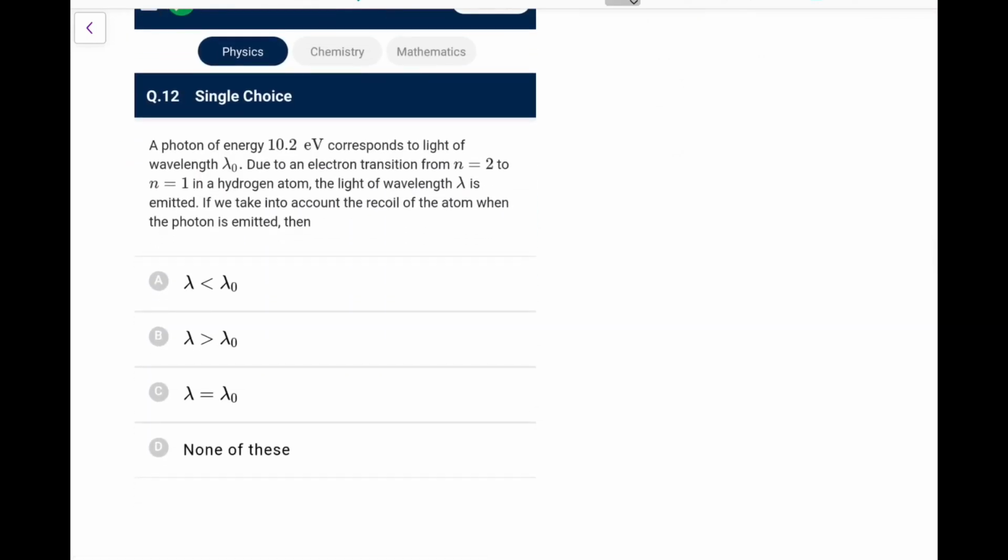A photon of energy 10.2 corresponds to light of wavelength lambda naught. Due to an electron transition from 2 to 1, light of wavelength lambda is emitted. So the 2 to 1 gap is 10.2, that is simply lambda naught. If we take into account the recoil of the atom when the photon is emitted, generally for 2 to 1 we assume the complete energy goes to the photon. If the recoil is taken, the photon energy will slightly decrease, so lambda will slightly increase. So lambda is going to be greater than lambda naught, so go for option B.